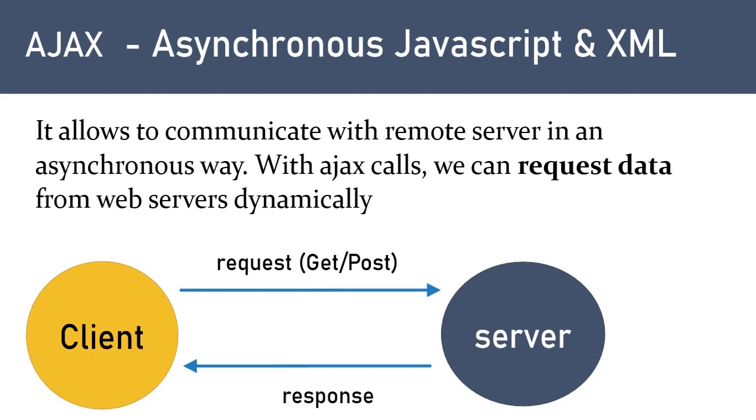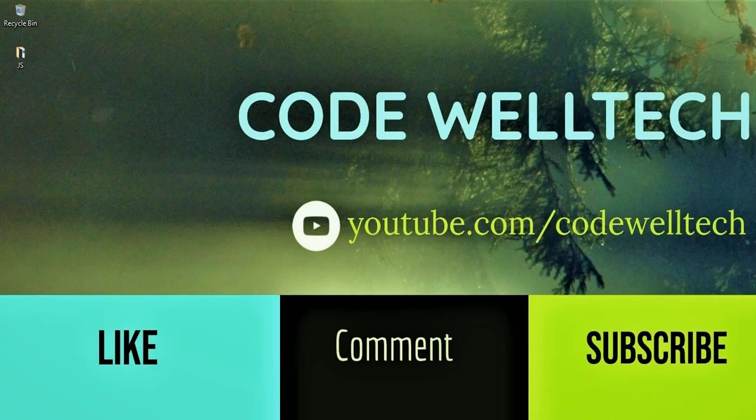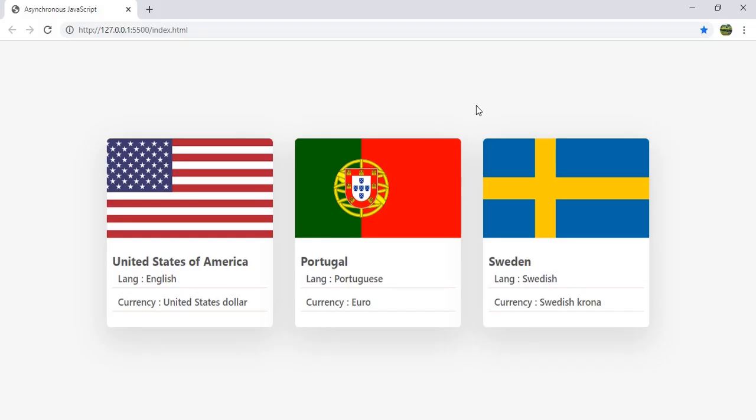Whenever the client requests the web server for data, the web server again will connect to the web API. And the web API is the place where the data will be available. The web API will give the data back to the server, and the server will send it back to the client. So we will discuss more about APIs in another session. Now let us make our first Ajax call using XML HTTP request. We are going to load the countries' data using XML HTTP request, like we are seeing on the browser.